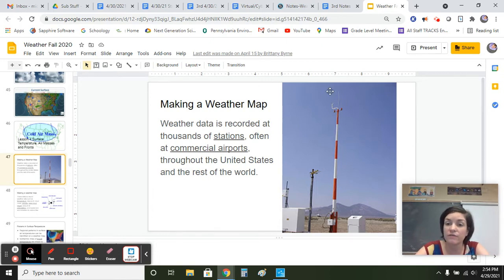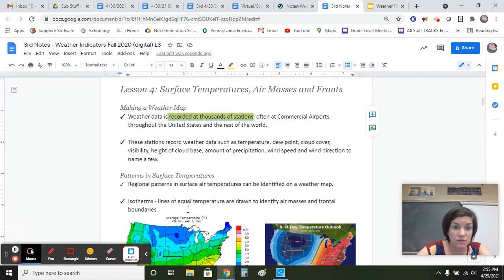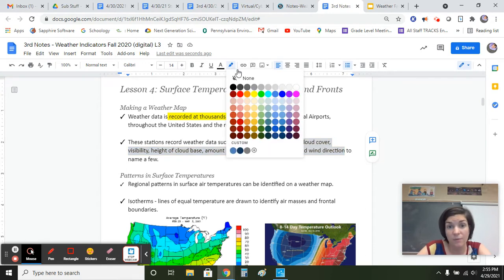It has a whole bunch of collectors right there. We used to have a weather station on the 300 hallway in our school, or on top of our school, but she broke. So I don't know if it's still up there or not, but this is what it looks like. And it records a good amount of information, such as temperature, dew point, cloud cover, visibility, height of cloud base, amount of precipitation, wind speed, and wind direction. And that's only a couple of the things.